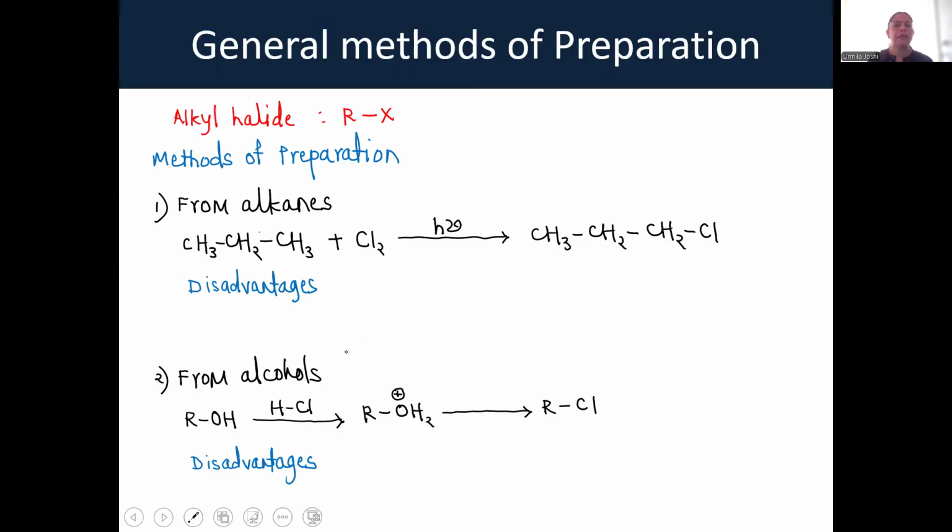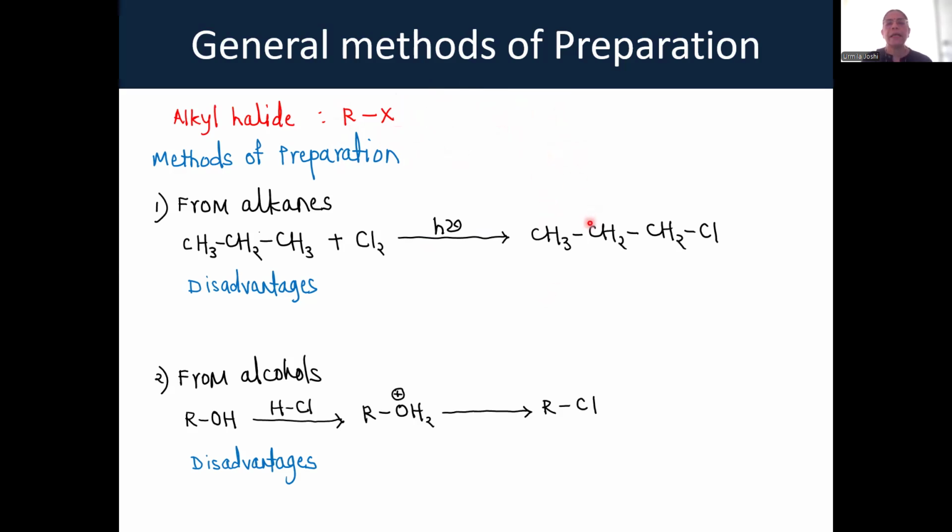So let us begin with alkyl halides. Alkyl halides are represented by the general formula RX, where R is the alkyl group and X is any halide. This halide can be chloride, fluoride, bromide, or iodide. Most of the time it is chloride, bromide, or iodide.